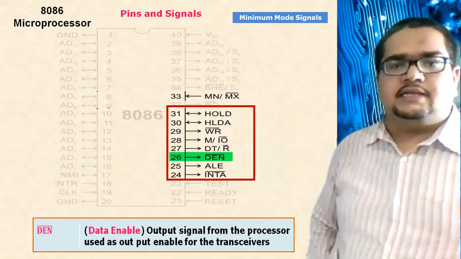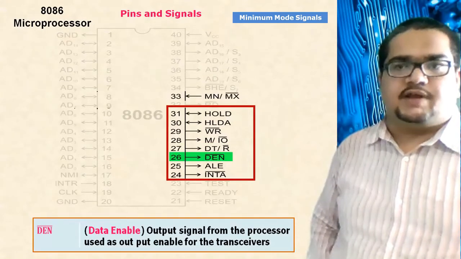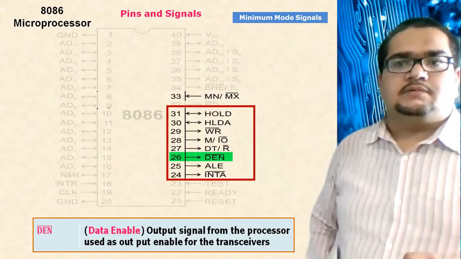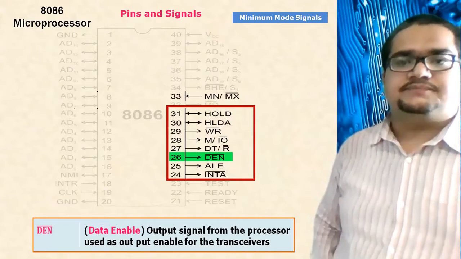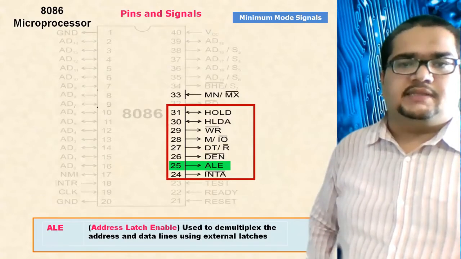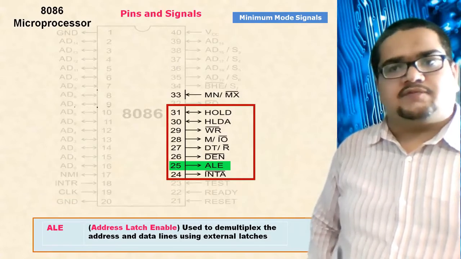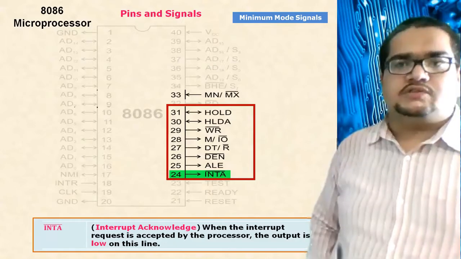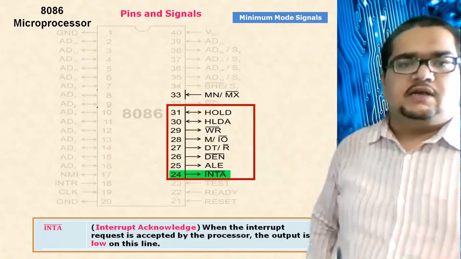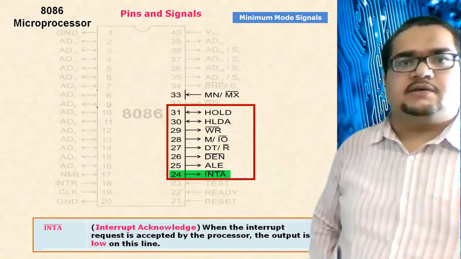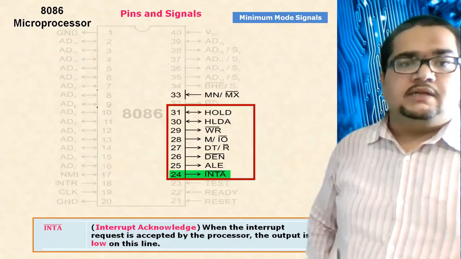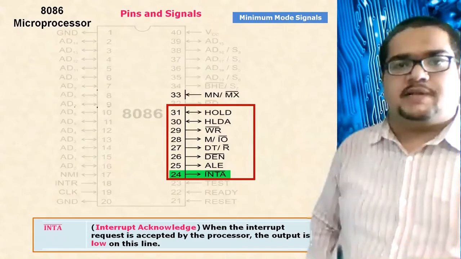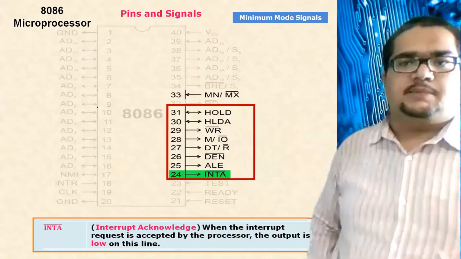DEN bar and ALE signal, these two signals, 26 and 25, we have seen are used for demultiplexing the address data lines, the AD lines. Okay, separate the address from the data and data from the address. And finally pin number 24 was interrupt acknowledgement. Whenever the interrupt request is sent to the processor on pin number 18, the response whether that interrupt is accepted or not will be acknowledged on pin number 24 by the processor.